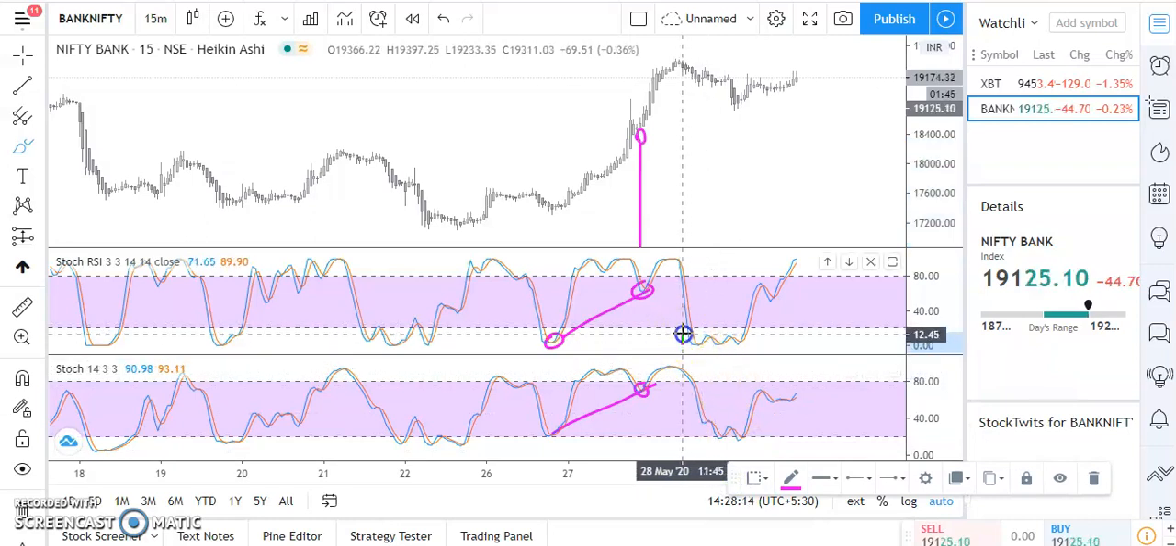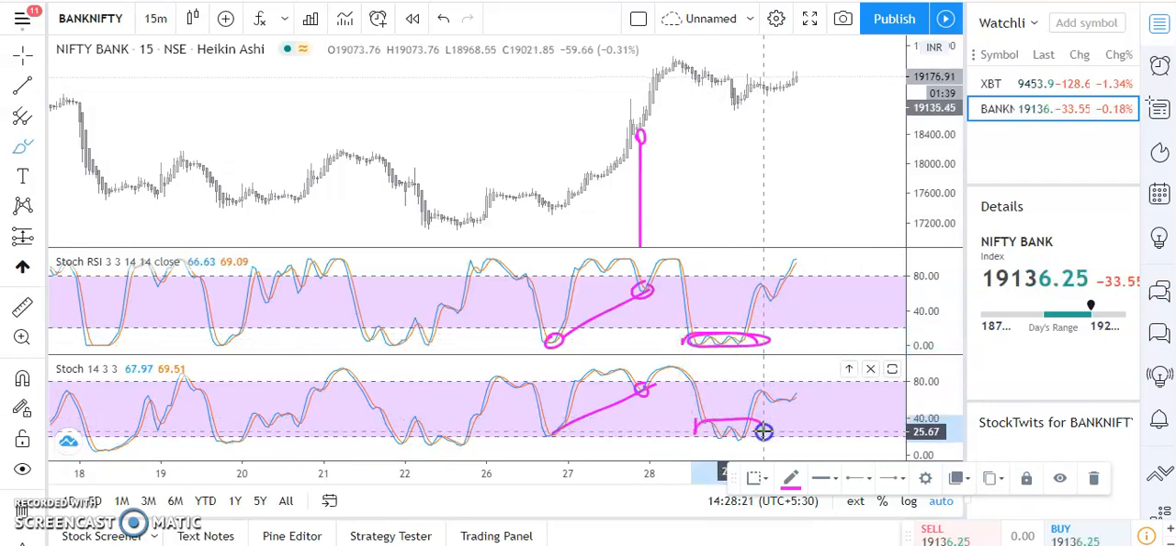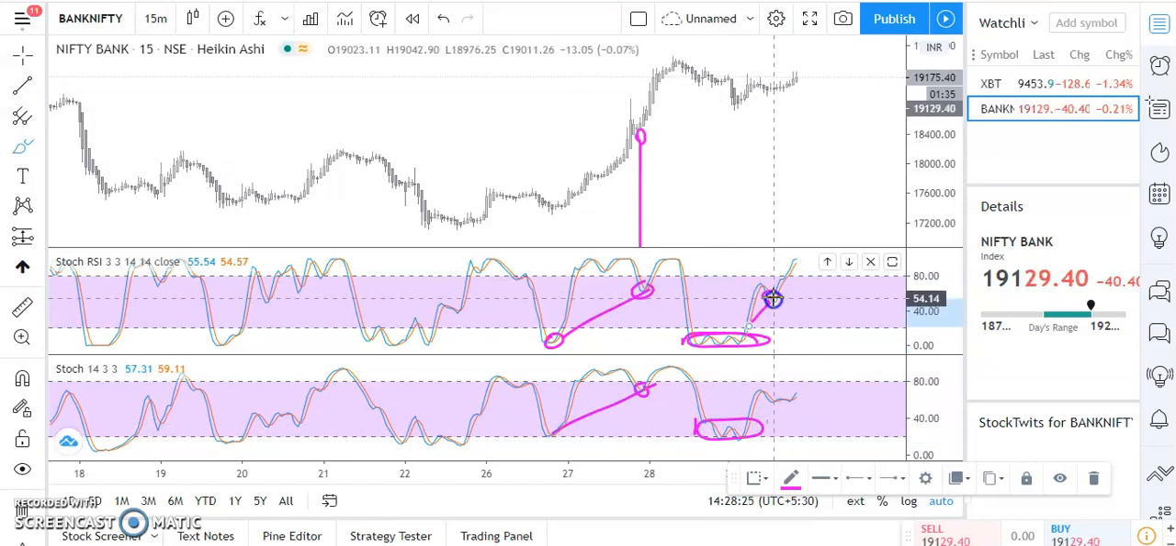Whenever you see this kind of market movement, that means the market is still in indecision mode. Crossover, jump. This is the second crossover, which is higher than this crossover. So you always jump at this point. That means you have to enter here.